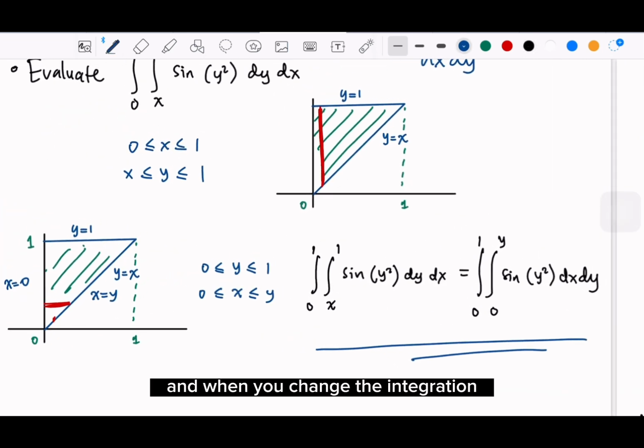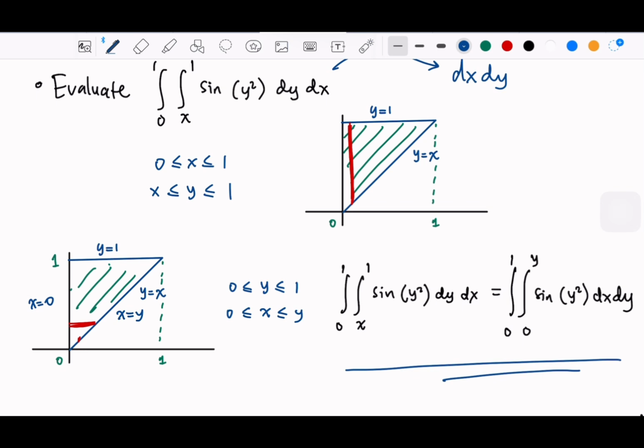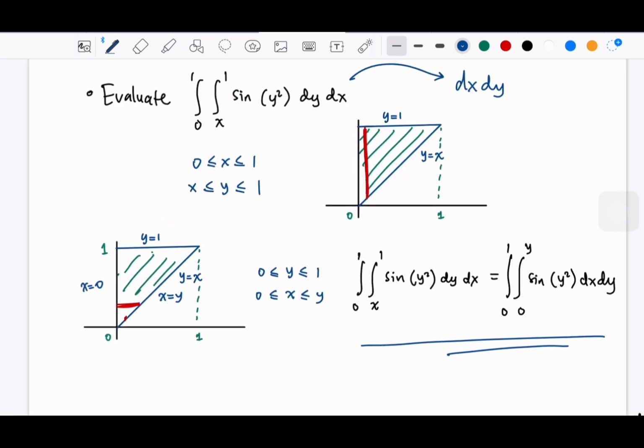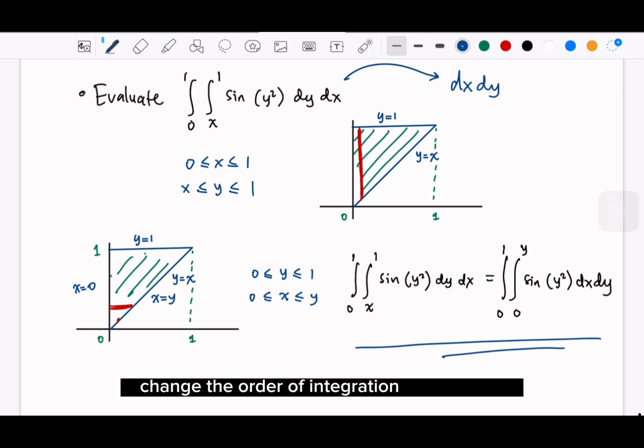And when you change the integration, somehow the integral will be easier to solve. So that will be the change of integration. Okay, so we continue back to this change of integrations. The whole point for this change of the order of integration is to help us evaluate some of the multiple integral equations. For example, this one can be easily solved by this. So let's try to solve this first, just to help you review some integration techniques.